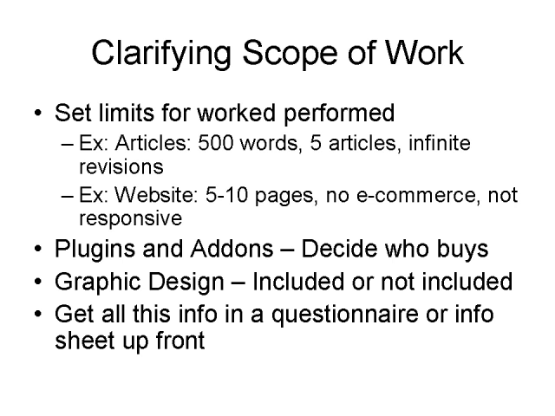Another important thing to do is clarify scope of work before the project starts. Set limits for work performed. For example, for articles, you can specify 500 words each, 5 articles total, and infinite revisions. An example for web design is 5 to 10 pages, no e-commerce functionality, and not mobile responsive. Decide who buys plugins, add-ons, stock photos, and any other costs that might come up. Clearly state if the graphic design is included or not included. You will want to get all this info in a questionnaire or info sheet up front so that expectations are clear from the beginning.